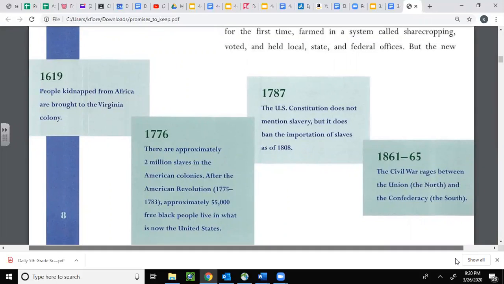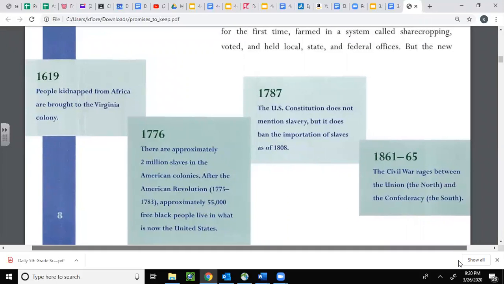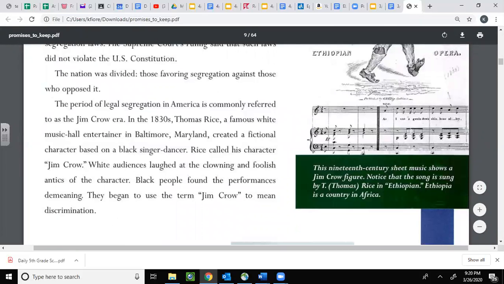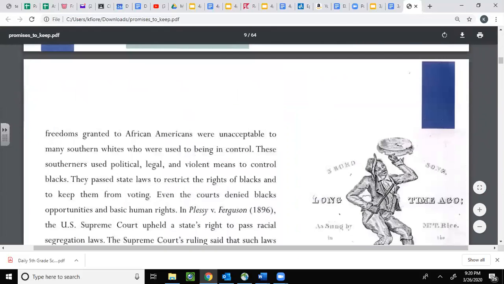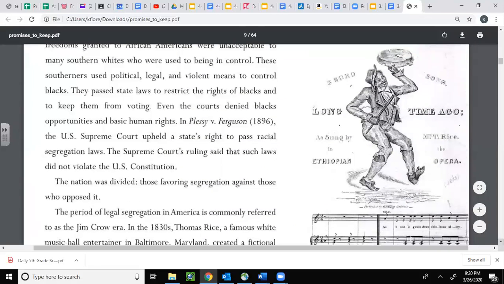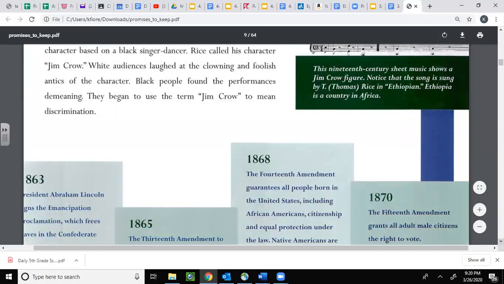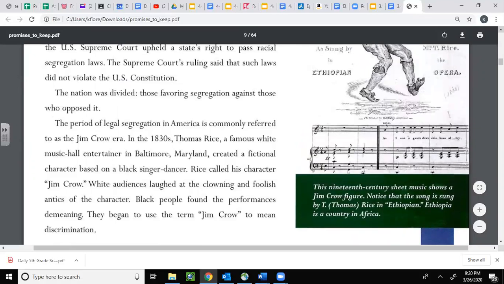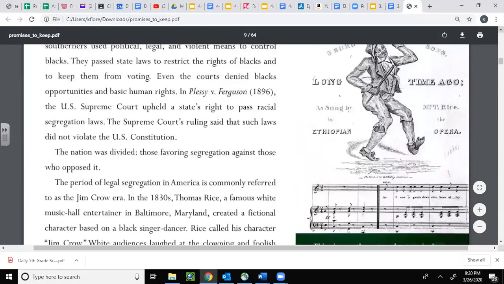In 1861 to 65, the Civil War rages between the Union, the North, and the Confederacy, the South. And this was a picture of that drawing that they referred to, talking about Jim Crow. This 19th century sheet music shows a Jim Crow figure. Notice that the song is sung by Thomas Rice in Ethiopian. Ethiopia is a country in Africa.